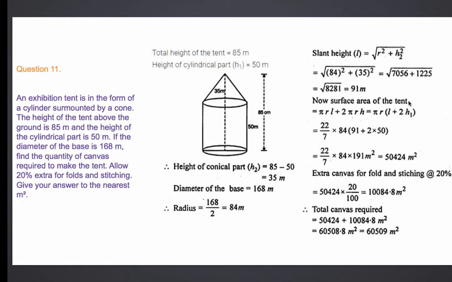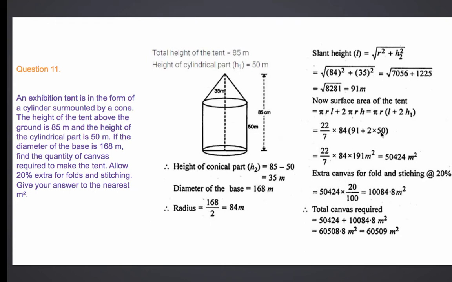Now the surface area of the tent we have to find out. That means the curved surface area of the cylinder and the curved surface area of the cone. Pi r l is the formula. Pi into r, radius. So what is common? Pi r. So that we have taken common, bracket l plus twice h1. This height is of what? This height is of the cylinder, which is 50 meter. So pi is 22 upon 7, r radius 84 we calculated, bracket l slant height that we have obtained here 91 meter plus 2 into the height of the cylinder, which is 2 into 50.